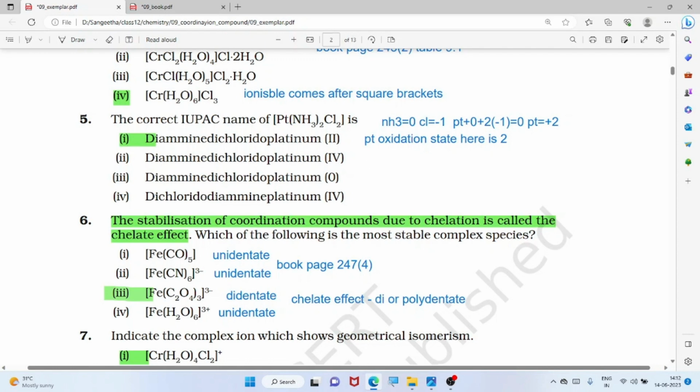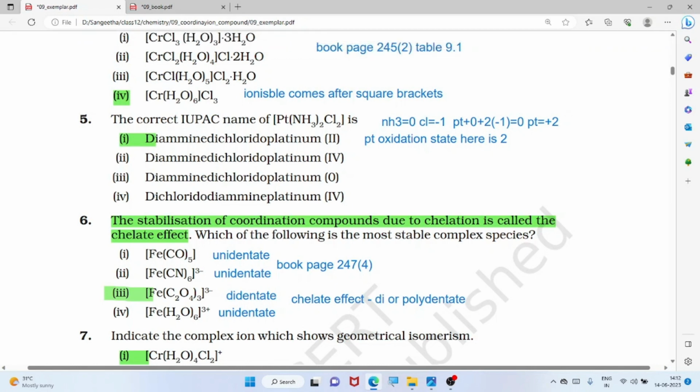The oxidation state is given within the bracket. Here platinum has the oxidation state of 2. Okay, from that itself we can make out the name. Pt plus, here this is 0 and this is -1. So the oxidation state is 2, and from that we can make out this is the name.